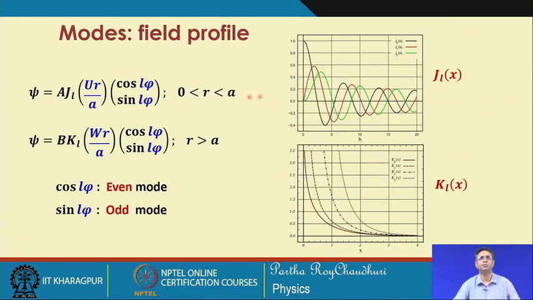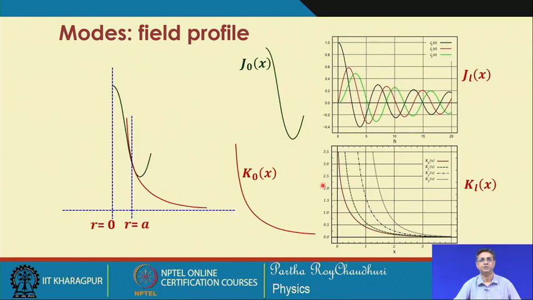Let us look at the field profile. You have this Bessel J function as the solution for the core, and this Bessel K function as the solution for the cladding. Put together we get the solution for the modes. Okay. Let us take one example. If I pick up L equal to 0, then you see that the variation of the mode J_0 is like this.